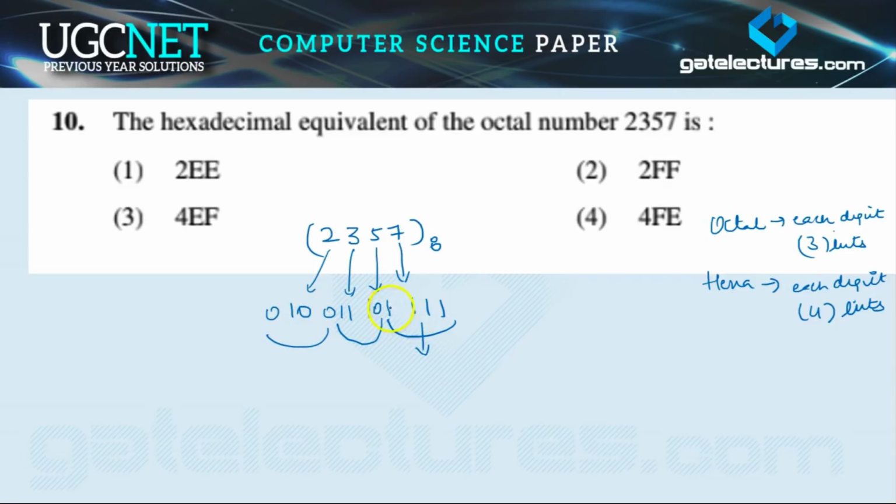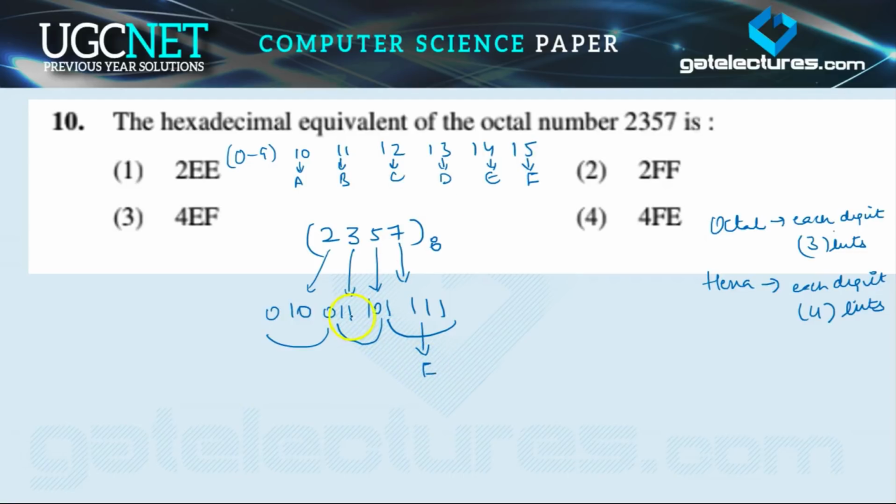So this is 4, 8 plus 4 is 12, 12 plus 2 is 14, 14 plus 1 is 15, and 15 is... so you can say that 0 to 9 number is here. Now 10, 11, 12, 13, 14, 15. So 10 represents A in hexadecimal, 11 represents B, 12 represents C, 13 represents D, 14 represents E, and 15 represents F. So the number is 15, so it means this is F.